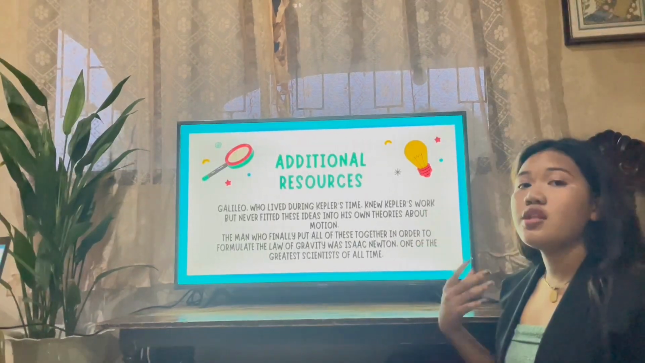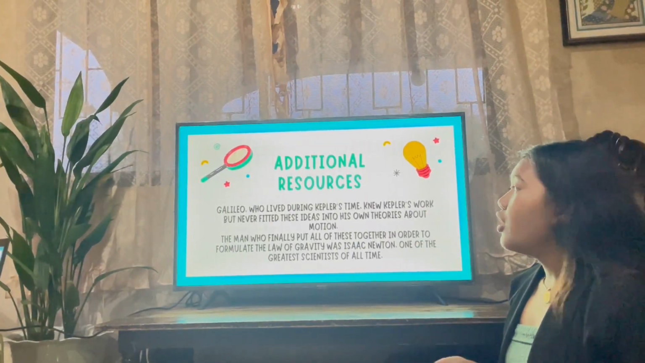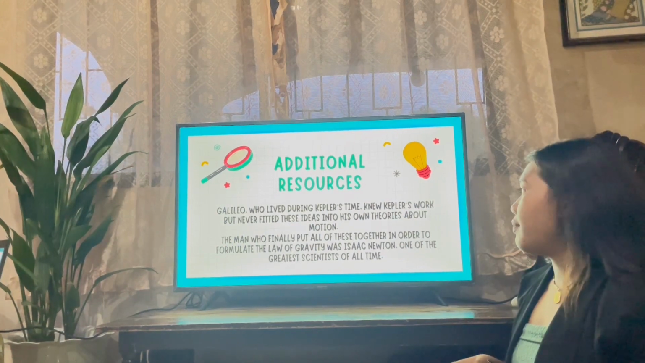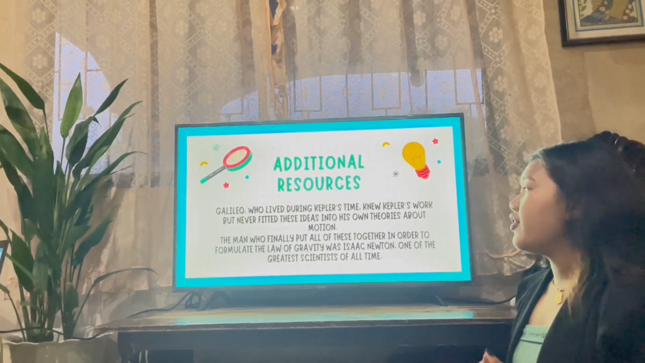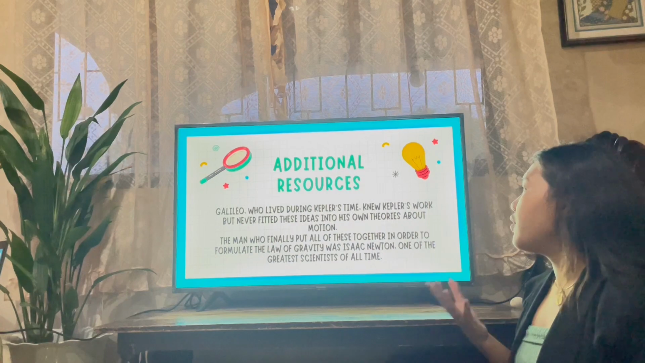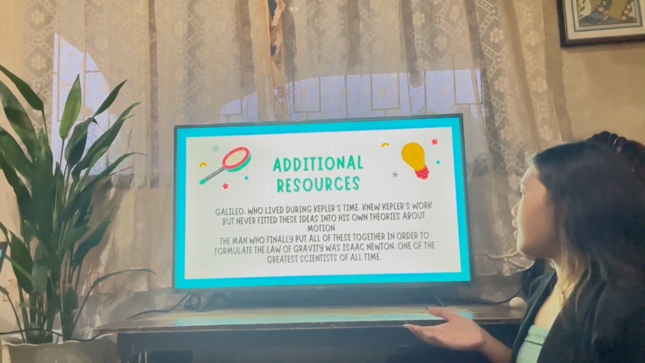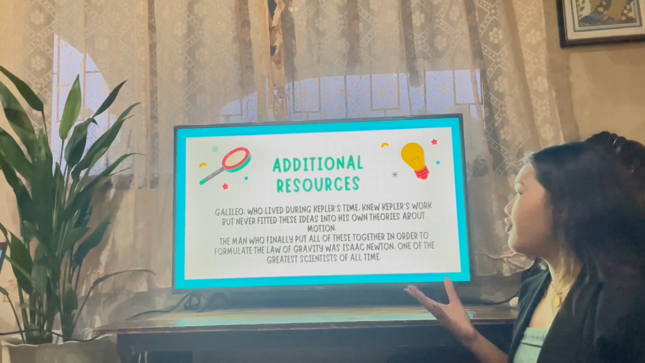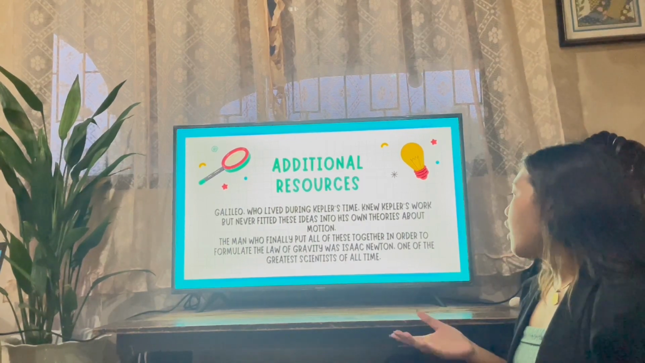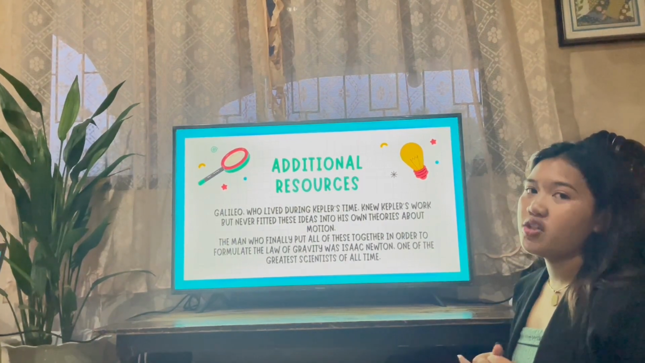including the Earth. Galileo, who lived during Kepler's time, knew Kepler's work but never fitted these ideas into his own theories about motion. The man who finally put all this together in order to formulate the law of gravity was Isaac Newton, one of the greatest scientists of all time.